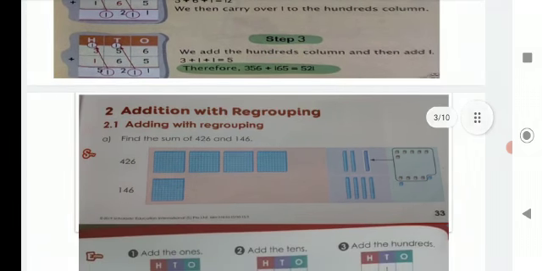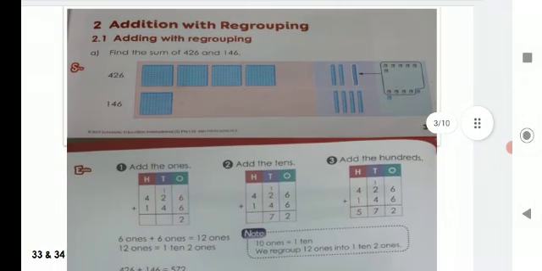Now let's see addition with regrouping. Here we have 426 and then we have 146. How many columns of hundreds do we have here? 4. How many rods of tens do we have? 2. And then we have 6 ones. In the next number I have 1 hundred, then we have 4 rods of tens, then we have 6 ones.